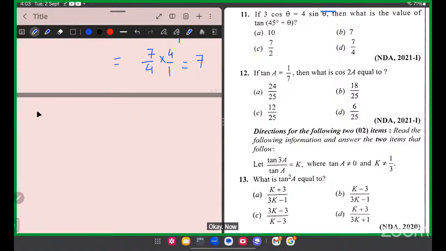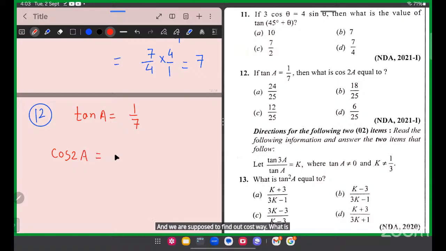Now we have got question number 12. Tan A is equal to 1 by 7, and we are supposed to find out cos 2A. What is the formula of cos 2A? 1 minus tan square A divided by 1 plus tan square A.